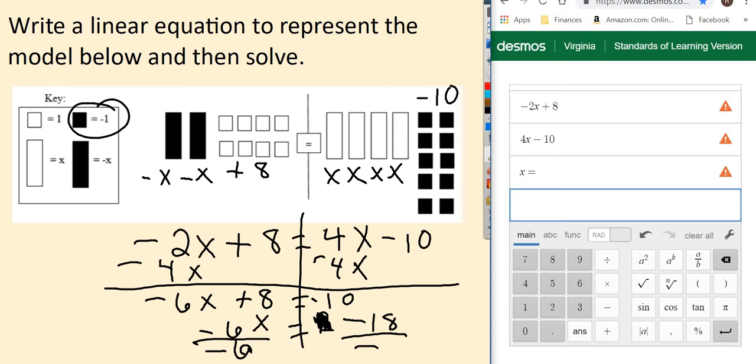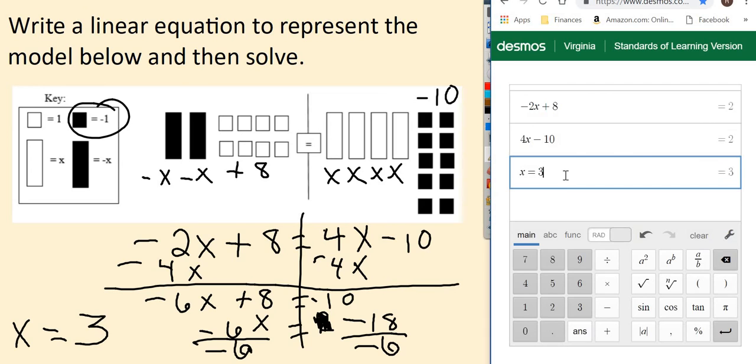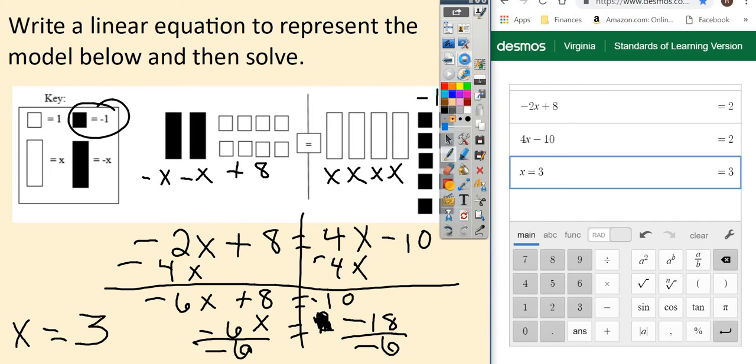So now I have to divide by -6, so that means my x is going to equal a +3. So let's see if x equaling a 3 makes those two sides the same. It does. It makes them both 2. So I not only wrote the equation, but I definitely checked it as well.